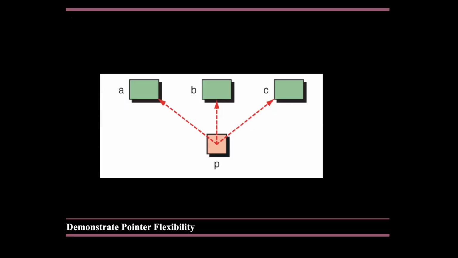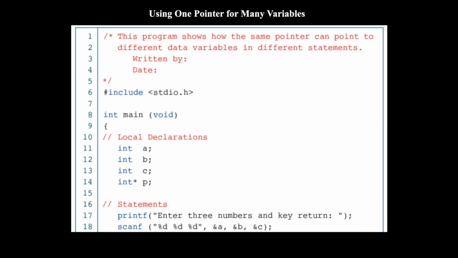We have three integers, and instead of having three pointers, we just have one, and this pointer is an integer pointer. That can point to a, and then b, and then c, respectively, one at a time. So this illustrates the use of just one pointer and its flexibility. So let's look at the code. Here we see the three integers, and then one pointer, and these are integer pointers.